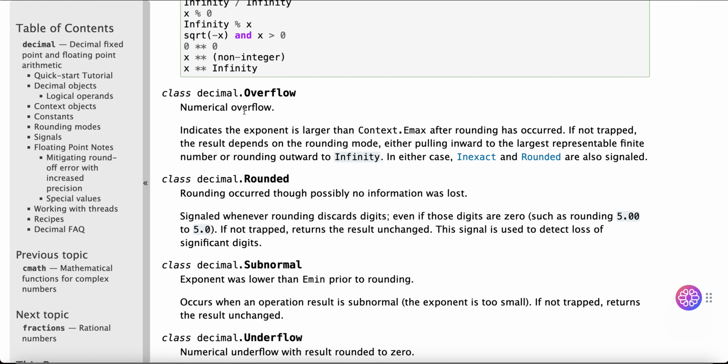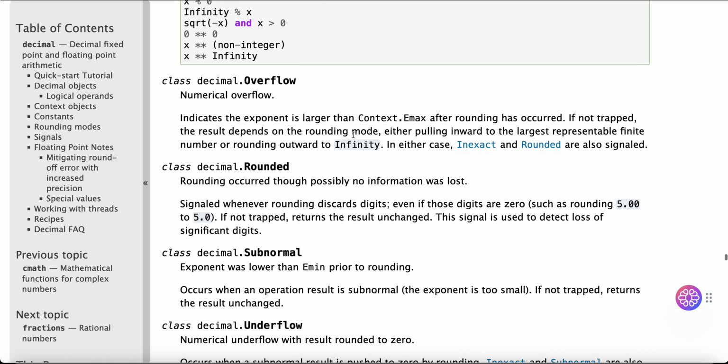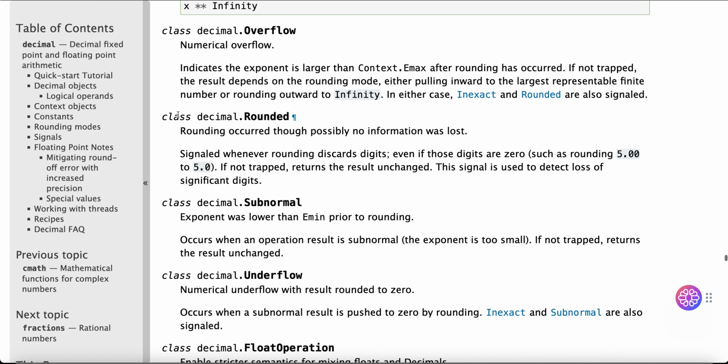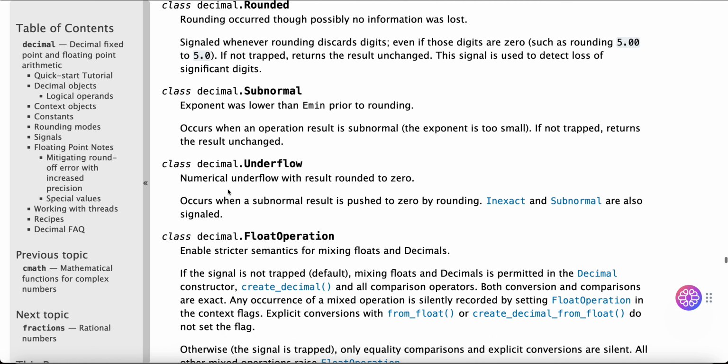decimal.Overflow: numerical overflow. Indicates the exponent is larger than Context.Emax after rounding has occurred. If not trapped, the result depends on the rounding mode, either pulling inward to the largest representable finite number or rounding outward to Infinity. In either case, Inexact and Rounded are also signaled. decimal.Rounded: rounding occurred though possibly no information was lost. Signaled whenever rounding discards digits, even if those digits are zero, such as rounding 5.00 to 5.0. If not trapped, returns the result unchanged. This signal is used to detect loss of significant digits.